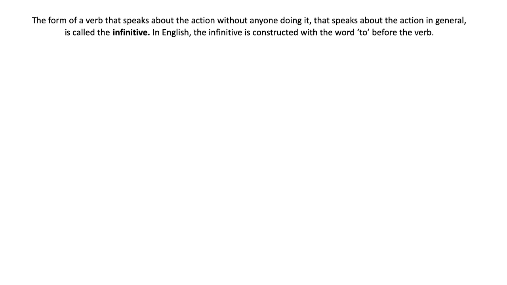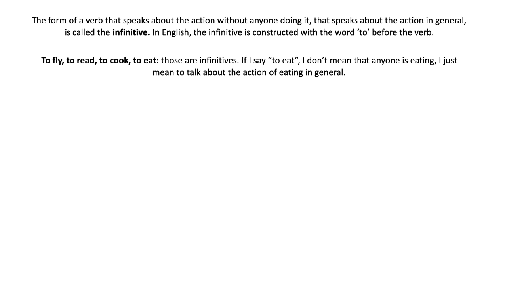So there is a way to use verbs without a subject, to talk about an action without anybody doing it, about the action in general. That form of the verb is called the infinitive. And in English, it's quite simple to construct an infinitive. You just put to before the verb. Some examples. To fly. Who's flying there? Nobody. I just want to talk about flying in general. To read. To cook. To eat. All of those are infinitives, right?